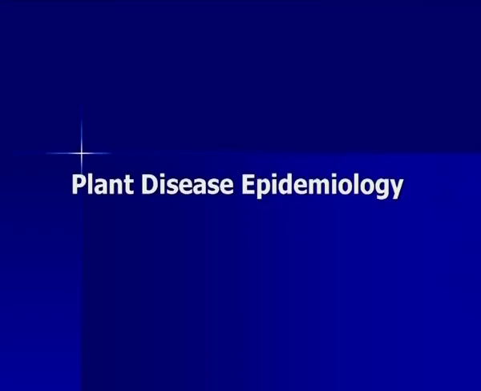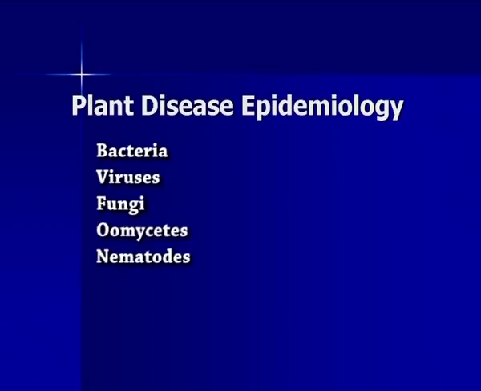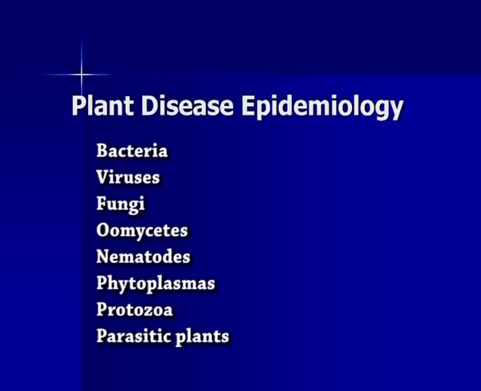Everywhere in the world, either directly or indirectly, our attempts to manage plant diseases have determined what we eat and where we have settled. Plant disease epidemiology is the study of disease in plant populations. Much like diseases of humans and other animals, plant diseases occur due to pathogens such as bacteria, viruses, fungi, oomycetes, nematodes, phytoplasmas, protozoa and parasitic plants.